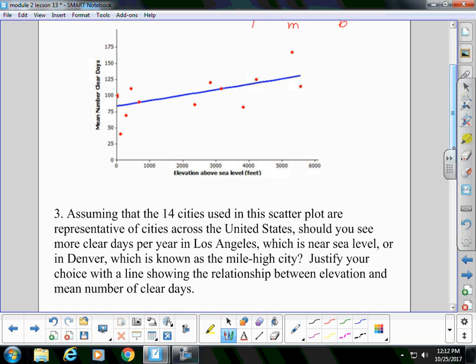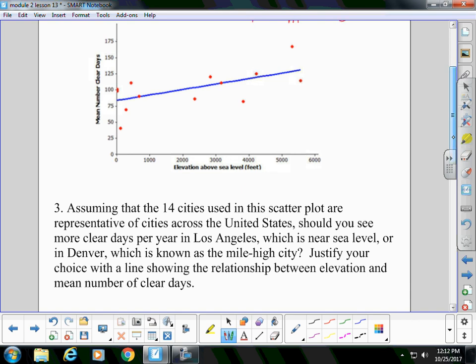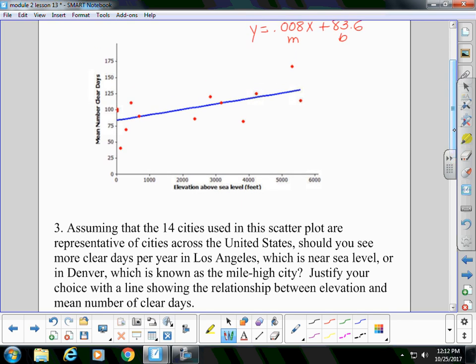Number 3, assuming that the 14 cities used in the scatter plot are representative of cities across the United States, should you see more clear days per year in Los Angeles, which is near sea level, or in Denver, which is known as the Mile High City? Justify your choice with the line showing the relationship between the elevation and number of clear days. In this case, this has a positive slope. That's saying as elevation increases, the number of clear days is increasing.